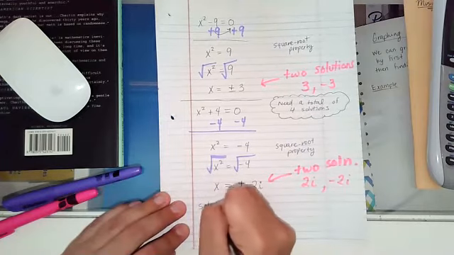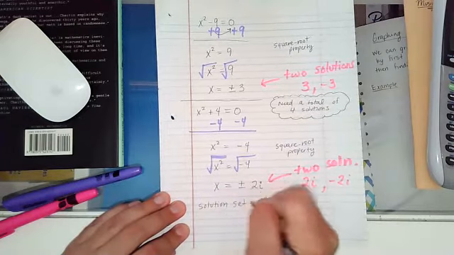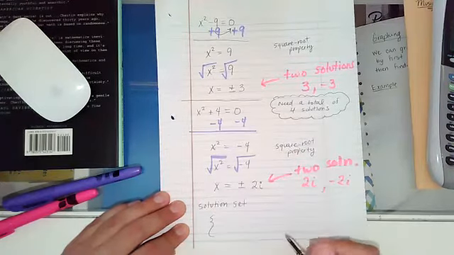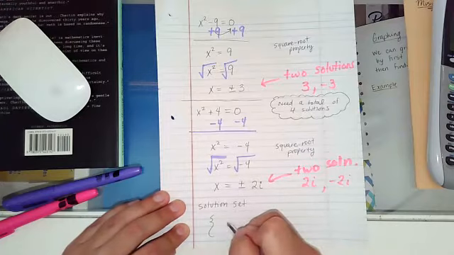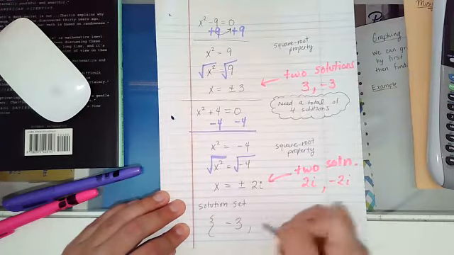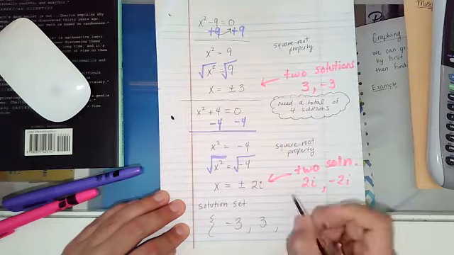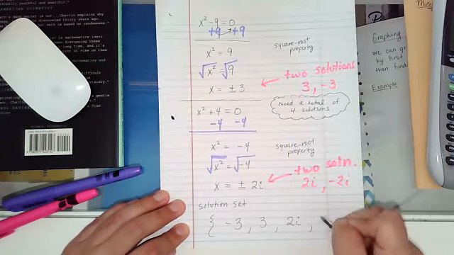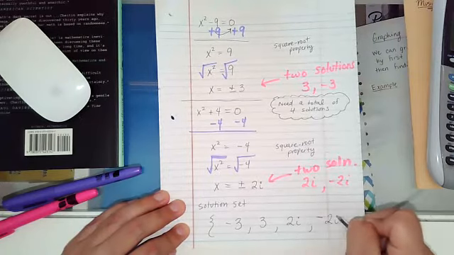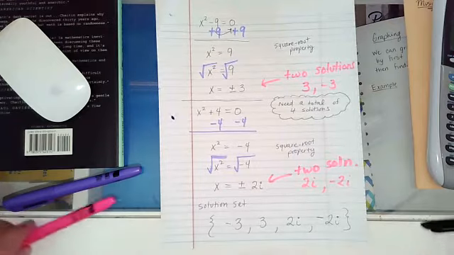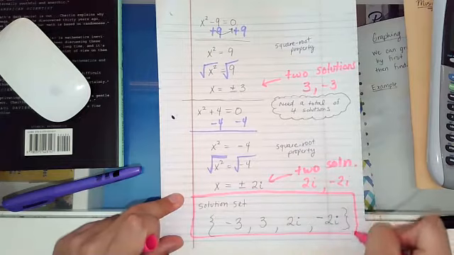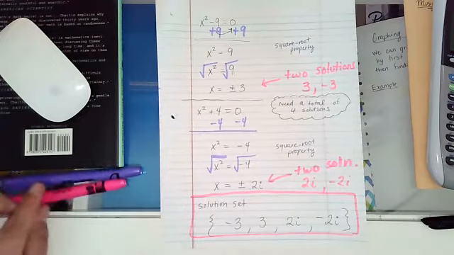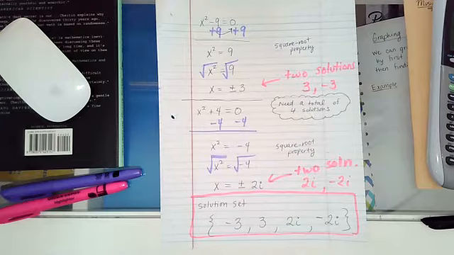So your solution set is going to be, and it doesn't matter what order you put these in, negative 3, comma 3, comma 2i, comma negative 2i. Those are your 4 solutions. For these, you don't have to check your solutions. As long as you got 4 solutions, you should be good, right?